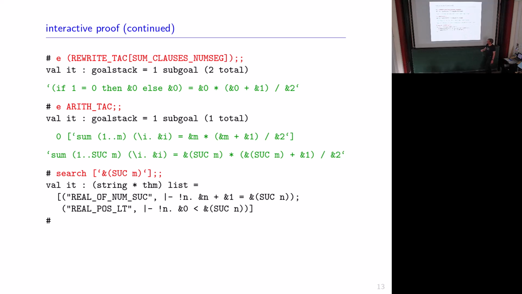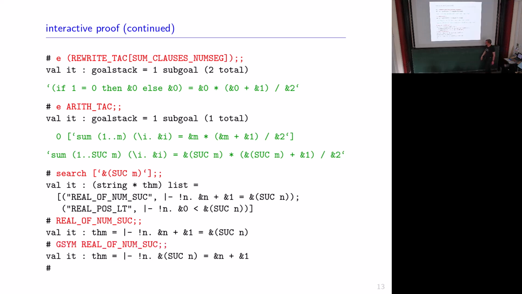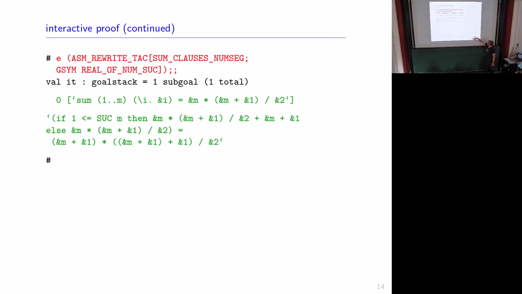Okay, well this real of numsec looks really useful. Let's see whether that really exists. So real of numsec, yeah, it's a theorem. It says that n plus 1 is ampersand. But it's the wrong direction. So what we're going to do is reverse it, and for that we have a function called gsym that takes the theorem and generates a new theorem in the opposite direction. So gsym real of numsec, that's what we need to get rid of those sub-n's, and it will apply in all the places. Okay, so now we do rewrite tactic.